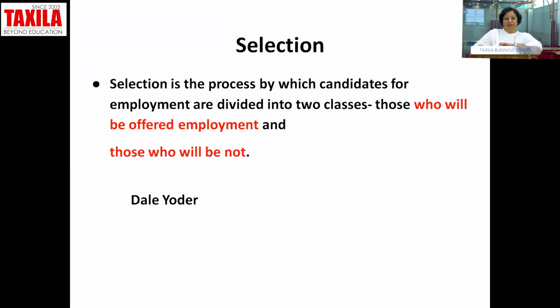Dale Yoder's definition says, selection is the process by which candidates for employment are divided into 2 classes. And these 2 classes are very simple. Those who are offered employment and those who are not offered employment at this point of time. Maybe after 3 months, after 6 months, companies have different time periods for reapplying. Some companies have 3 months, some companies have 6 months, that after 6 months you can apply again. But at this point of time, we are not going to take you. So we just categorize the applications that we have received through the recruitment process.